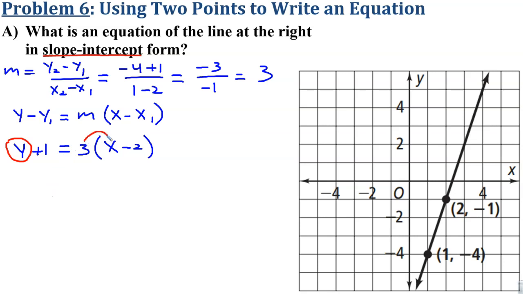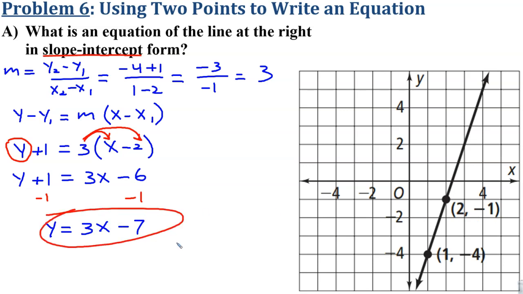A first step for that is I'm going to distribute across my parentheses. So on the right, that would give me a 3x, and then 3 times negative 2 would be minus 6. On the left, we've still got the y plus 1. And then last step to get the y by itself, I'm just going to subtract 1 on both sides. That'll leave me with just y on the left is equal to 3x minus 7 on the right. All right, there's my answer in slope-intercept form.